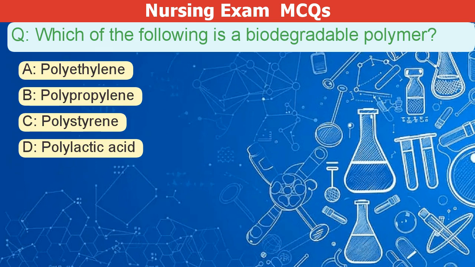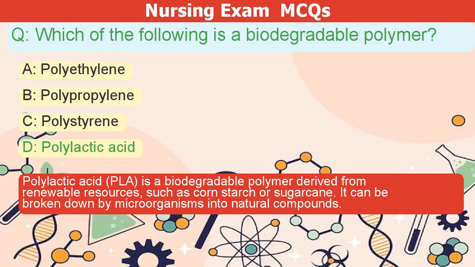Which of the following is a biodegradable polymer? A. Polyethylene. B. Polypropylene. C. Polystyrene. D. Polylactic acid. The correct answer is D. Polylactic acid, PLA, is a biodegradable polymer derived from renewable resources, such as cornstarch or sugarcane. It can be broken down by microorganisms into natural compounds.